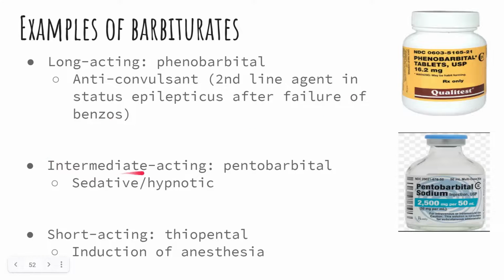Then we have the intermediate acting barbiturates. This includes things like pentobarbital, for example, which we can see right over here. And this is usually used as a sedative hypnotic, so it's used to sedate or calm down the patient or put them to sleep. And short-acting barbiturates include thiopental, and this is usually used in the induction of anesthesia, very similar to benzodiazepines. Short-acting benzodiazepines are used in the induction of anesthesia and in the conscious sedation, so kind of similar.